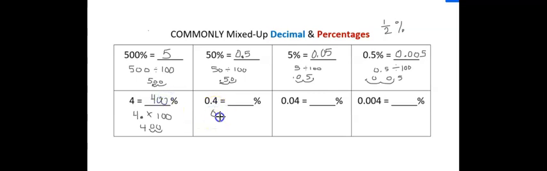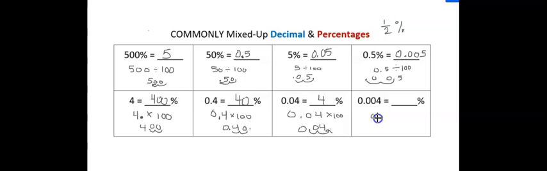And then 0.4 as a percent, times it by 100. That's swoop, swoop again. Fill your hole. That's 40%. And then 0.04, 4 cents. What percent of a dollar is 4 cents, right? Multiply it by 100 if you don't know. Swoop, swoop, 2 to the right. It's 4%, 4 cents, 4%.